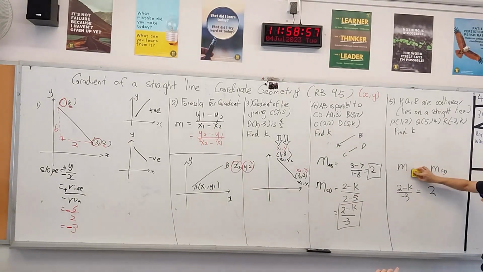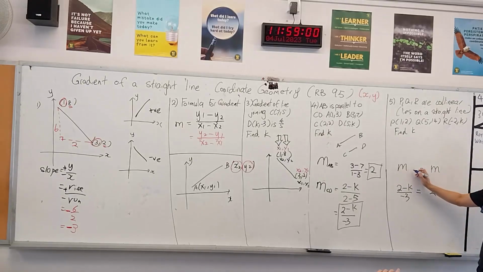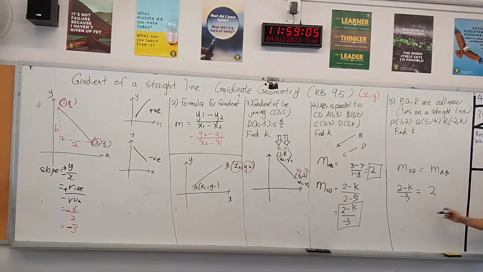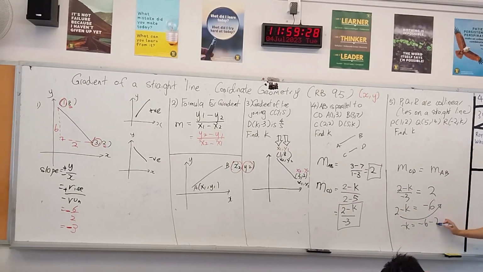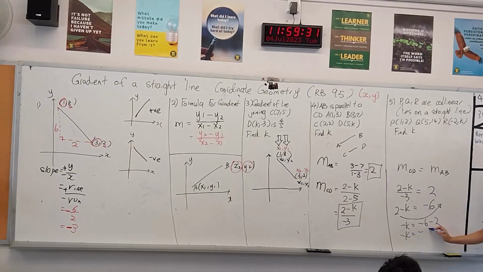If you are confused, let me change these two. Gradient of CD here, gradient of AB here. Then we do some simple algebra, which I'm not going to spend too much time on. Equals to negative 6. You move the 2 over, right? So your negative k will be negative 6 minus 2. Your negative k is negative 8. So k will be 8.